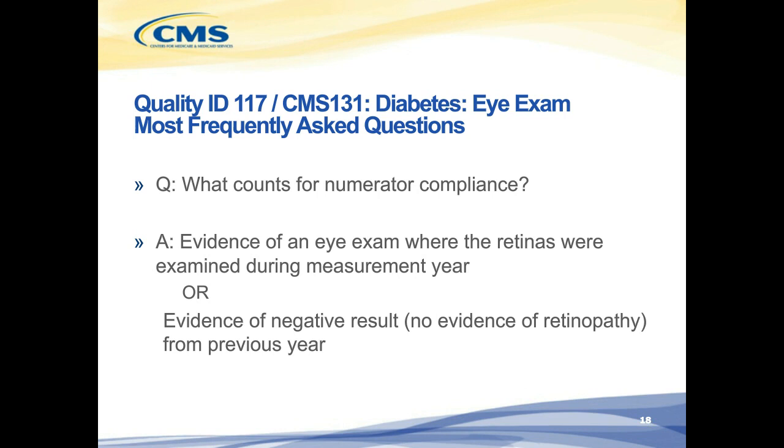So that means the exam happened, the patient's eyes looked healthy, and the next year they get a pass for having an exam. But then again, we would want to see that there was an exam that next year if there wasn't one during the measurement year.